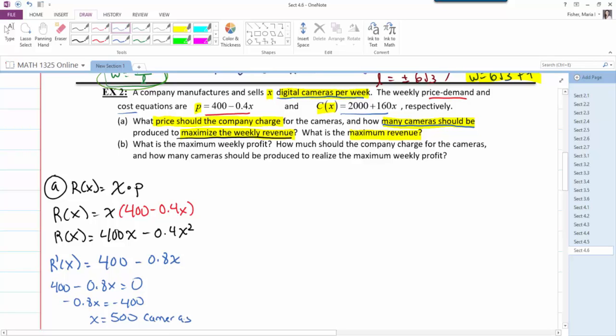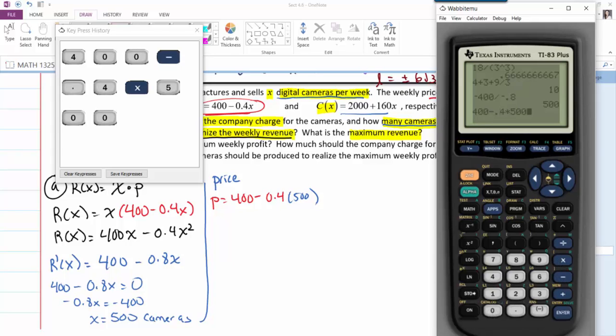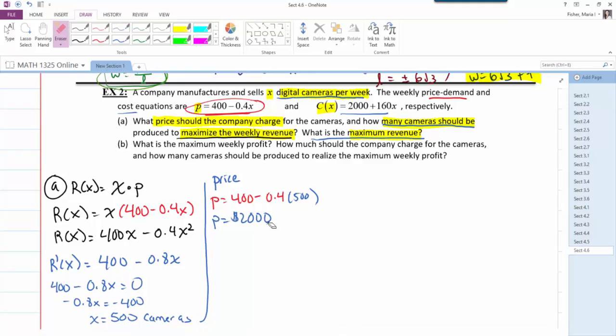And then it says what price should the company charge for these cameras. So the price is determined by our price demand equation. So P would equal 400 minus 0.4 times, instead of x, I'd write 500. Again, grab your calculator. So on our calculator, we would say 400 minus 0.4 times 500, and we'd end up with 200. So the price it should charge is $200. The number of cameras that maximize revenue is 500.